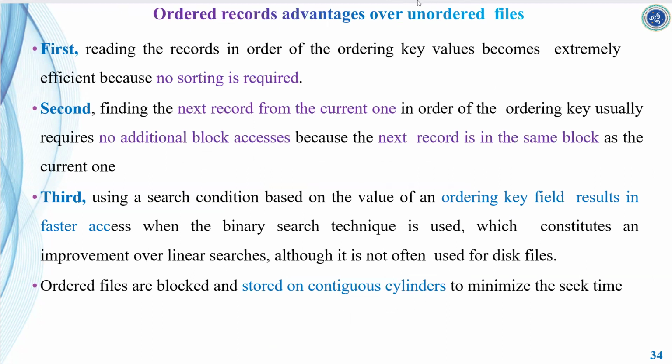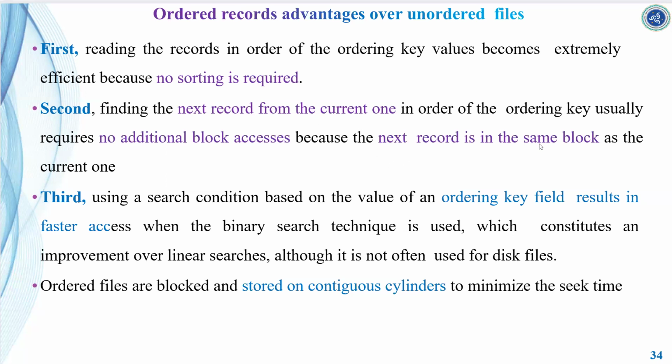What is the advantage of ordered records over unordered records? There are mainly three advantages. The first is that we can read the file in the order of the ordering key values, which becomes extremely efficient because no sorting is required. You can directly read the values. Second, if you want to find the next record from the current one, you can find it with the help of this ordering attribute.